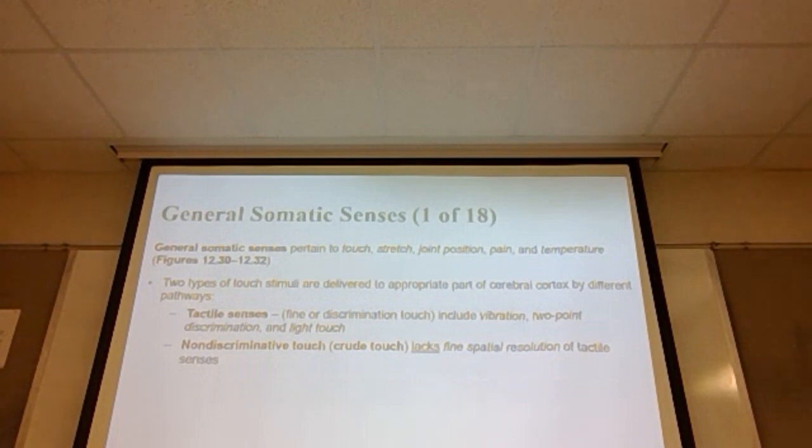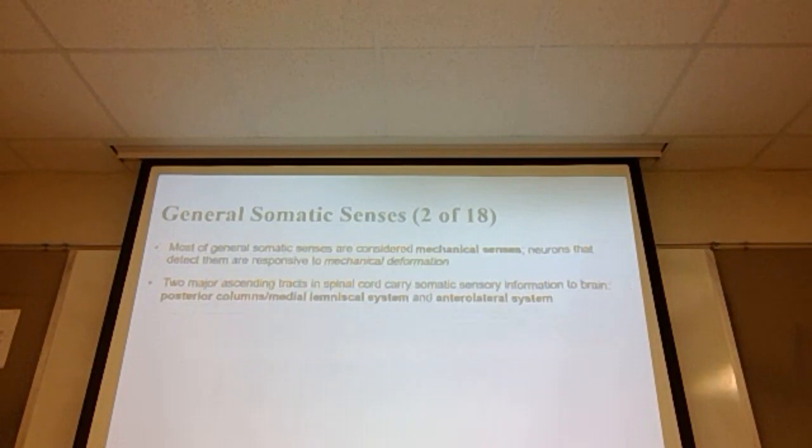Two types of touch stimuli are delivered to the appropriate part of the cerebral cortex. Tactile senses, fine or discriminative touch, include vibration, two-point discrimination, and light touch. Non-discriminative touch, sometimes referred to as crude touch, lacks the fine spatial resolution of tactile senses. With your tactile senses, you can tell whether something is a nickel or a dime. With non-discriminative touch, you can just grab a doorknob.